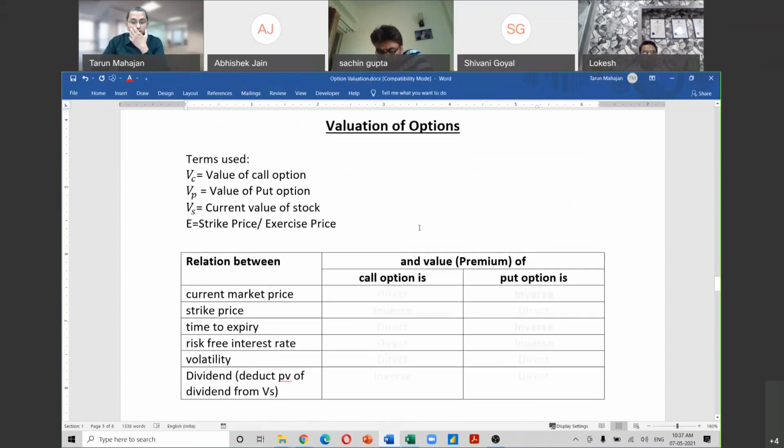Okay, so now you understand very well the concepts of options. So now you're in a position to make valuation of options. Let's do it.